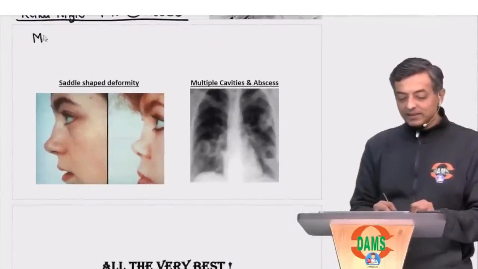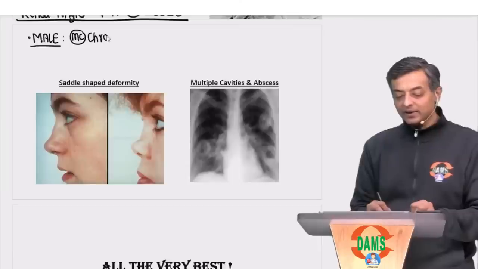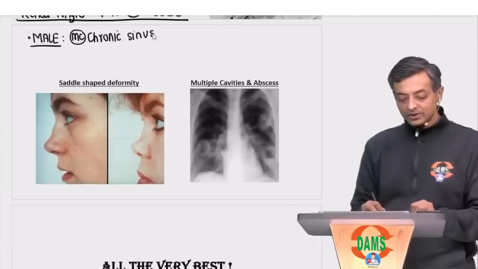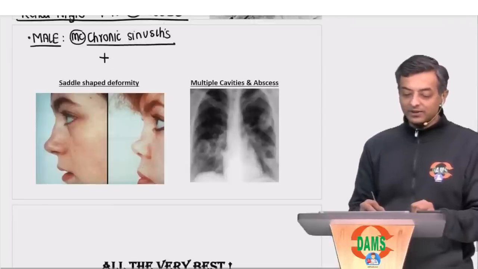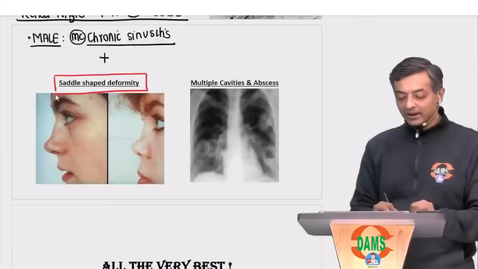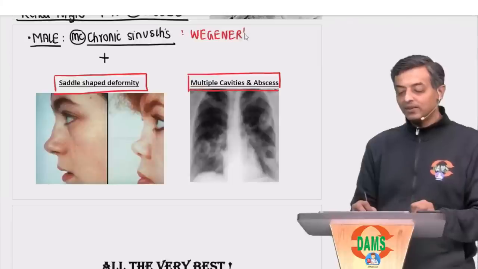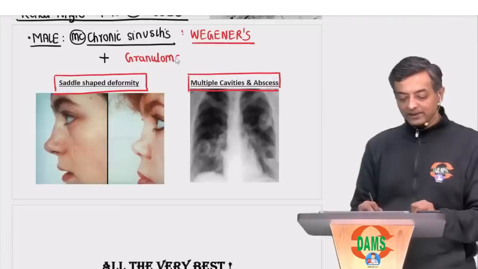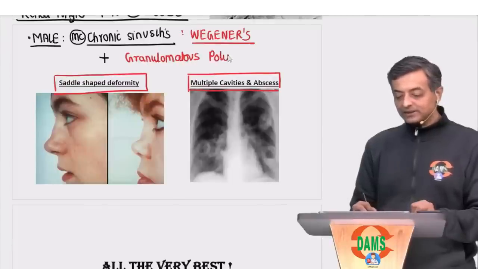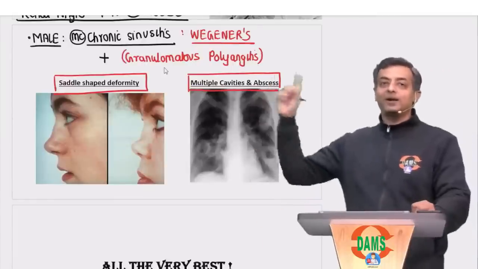When the patient is male, typically presenting most commonly with chronic sinusitis, but along with that, the patient has nasal bridge deformity, and X-ray shows multiple cavities and abscess. What are we looking at? Wegener's granulomatosis. But what is the new name for Wegener? GPA, granulomatous polyangiitis is the new name.